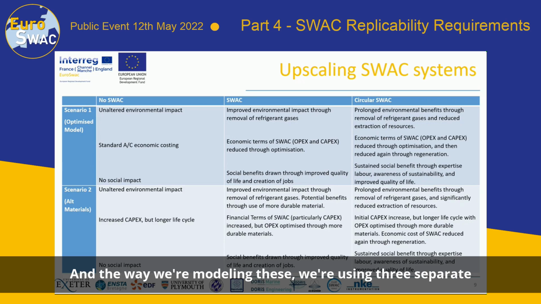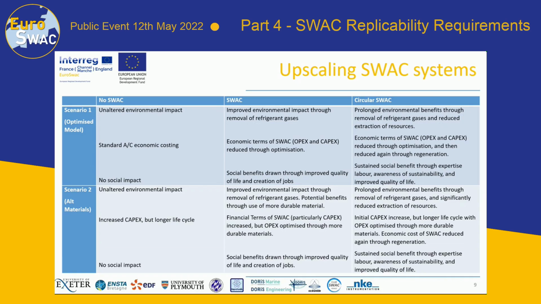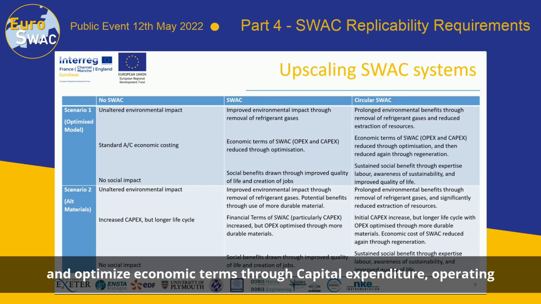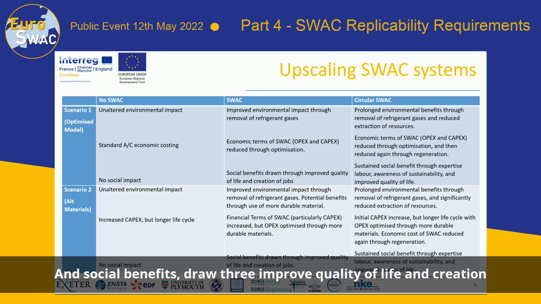And in the way that we're modelling these, we're using 3 separate methodologies. And we are measuring the environmental impact, the economic cost, and the social impact of each of those 3 models against both scenarios. So with the top scenario, I'll briefly summarise. With no SWAC, we might move from an altered environmental impact and a standard economic costing on a traditional air conditioning unit with little social impact, moving through a SWAC system which we're optimising at the moment, where it anticipates an improved environmental impact and optimised economic terms through capital expenditure and operating expenditure, and social benefits drawn through improved quality of life and creation of jobs.